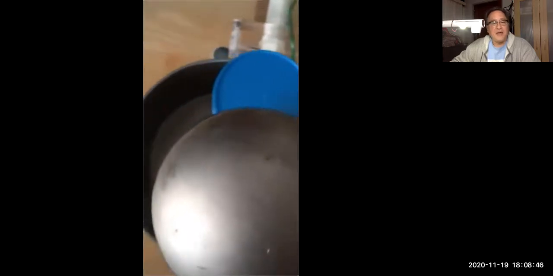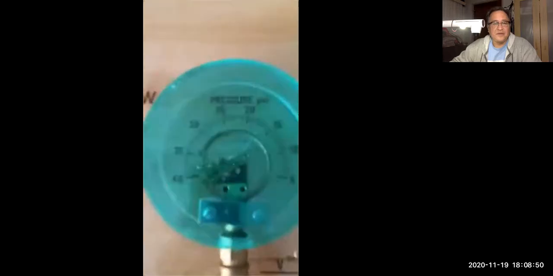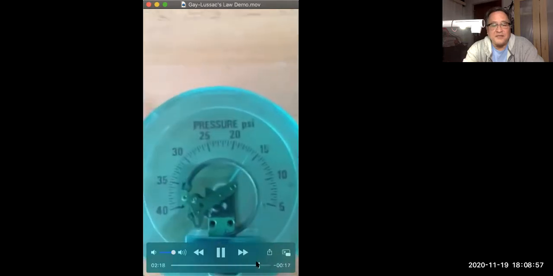And then we put the sphere back in the cold water. What happens to the pressure? You can see that the pressure starts dropping. Let me see if I can back this video up to the beginning.